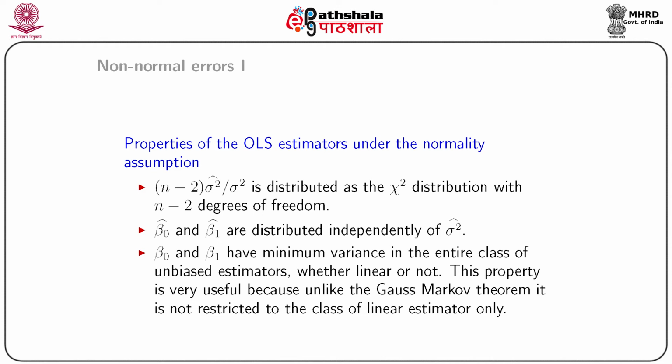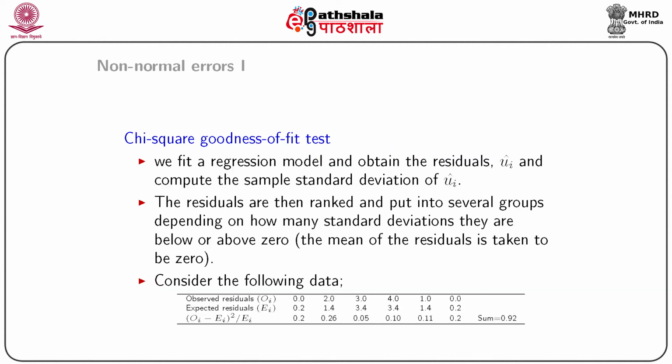One is the chi-squared goodness of fit test, the other is the Jarque-Bera test of normality. So let us first look at the chi-squared goodness of fit test. In this test, let me walk you through the steps that are involved.